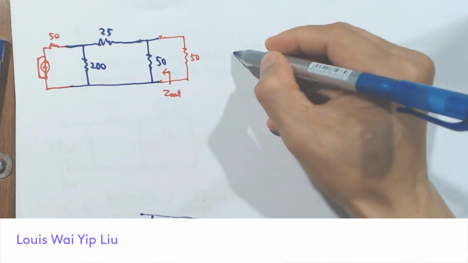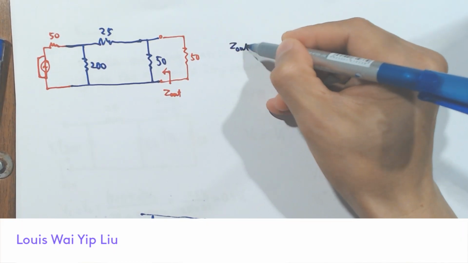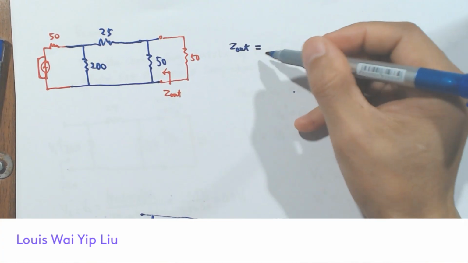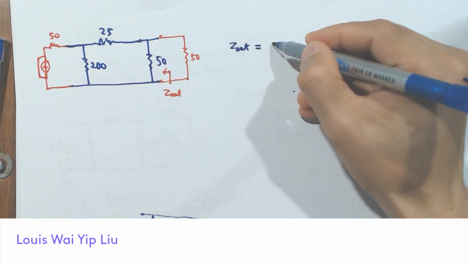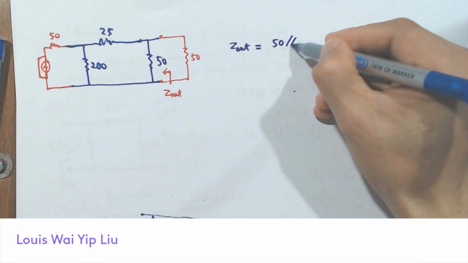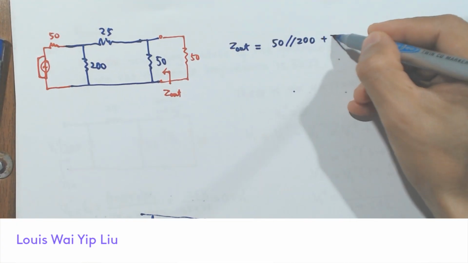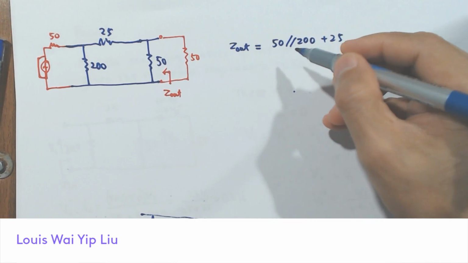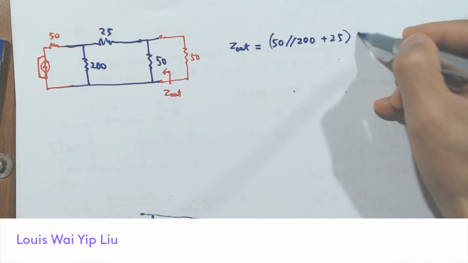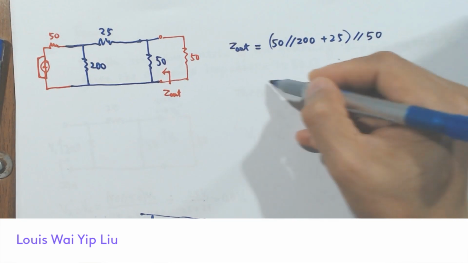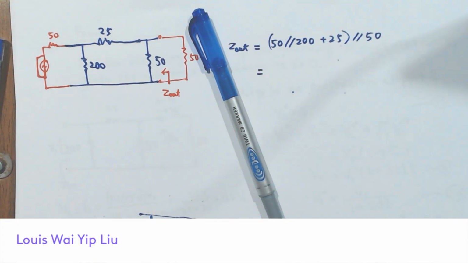The ZL is equal to 50 in parallel with 200 plus 25, which is in parallel with 50. And let's check the 50.